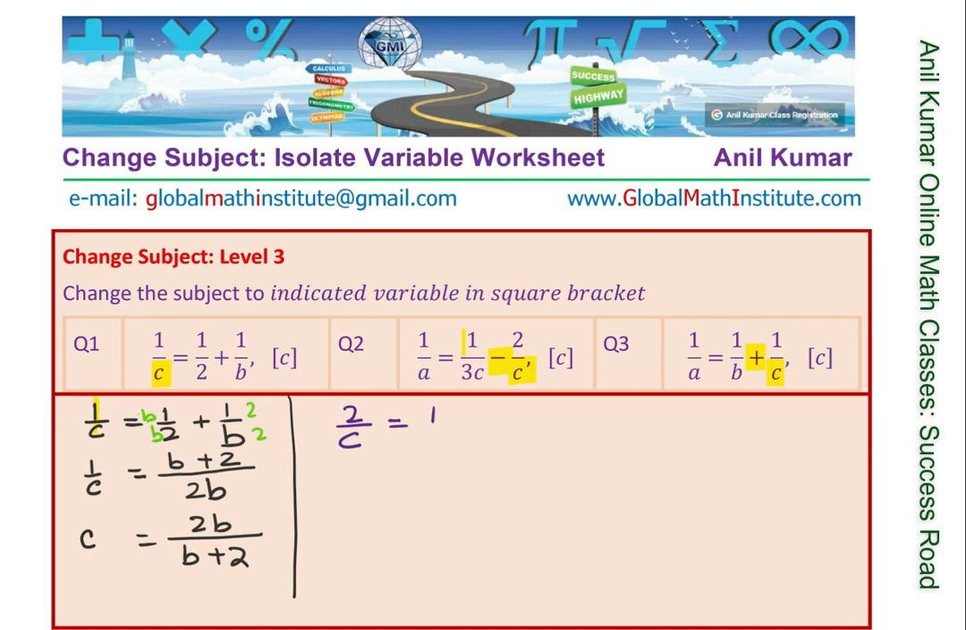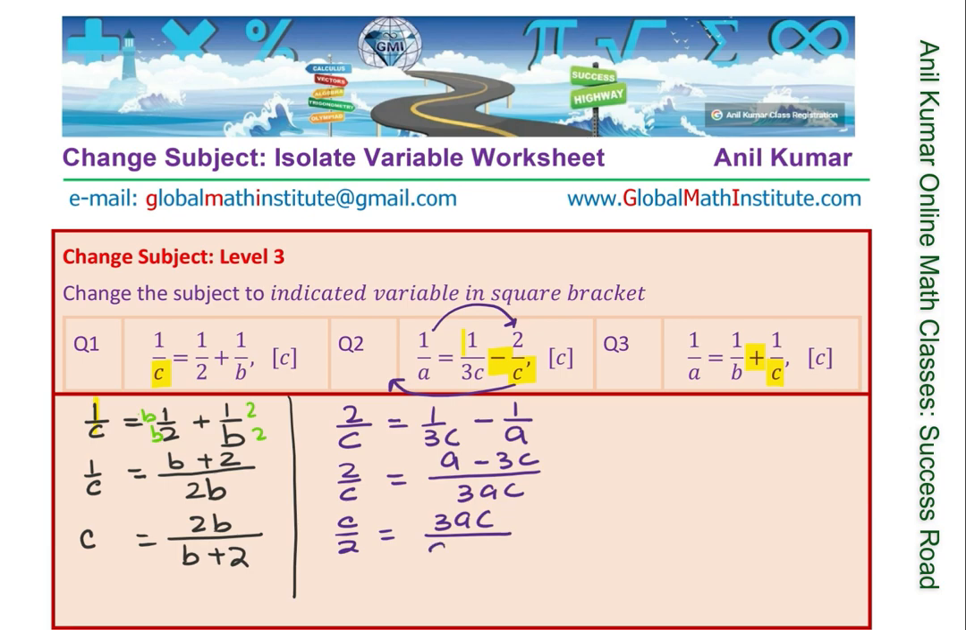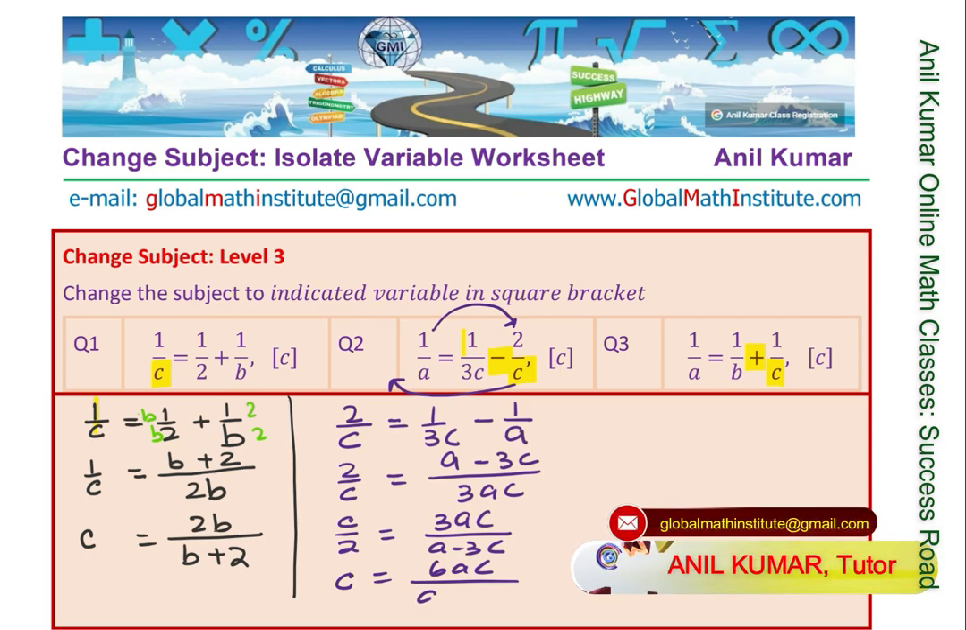Let's do the second one. Now we should bring 2 over C to the left hand side since we need to isolate it. Correct? Taking 1 over A to the right, it becomes minus. So 2 over C equals 1 over 3C minus 1 over A. Now the procedure is similar to what we did last time. Take common denominator 3AC. It's a good idea to write A before C, alphabetical order. A plus 3C will be in the numerator, just cross multiply. And the next step is to flip it. So C over 2 will be 3AC over A minus 3C. Small variation here, we have 2 in the denominator. We need to multiply that on both the sides to isolate C and change the subject to the required variable C. So we get our final answer, C equals 6AC over 3 minus A minus 3C.